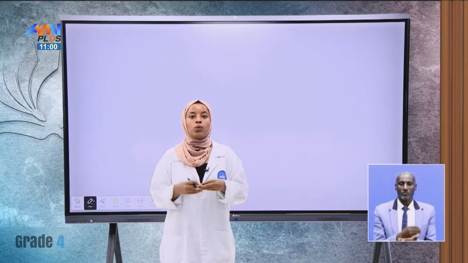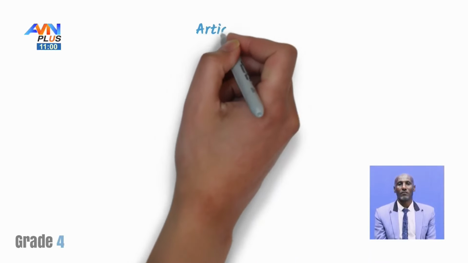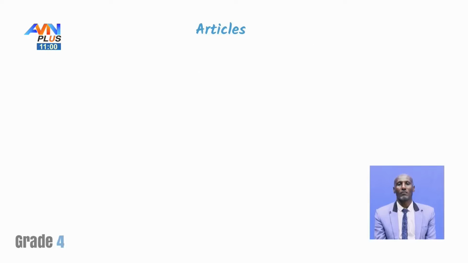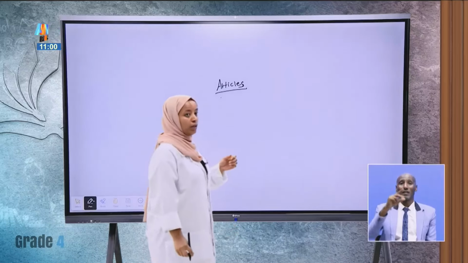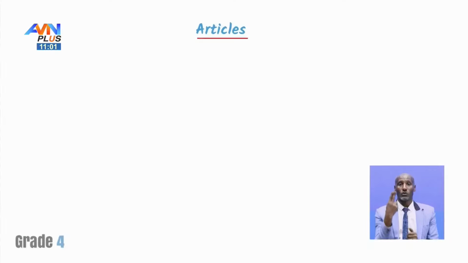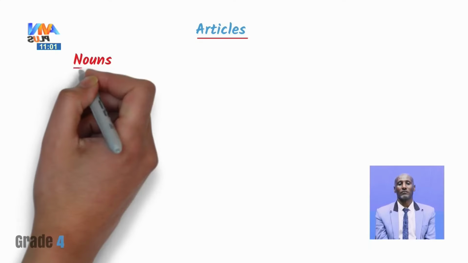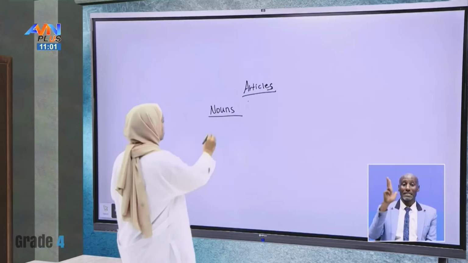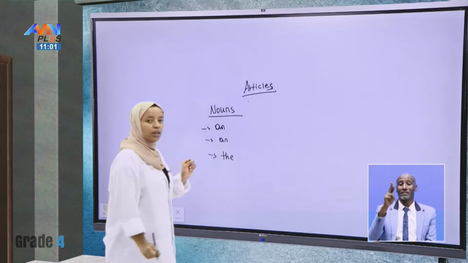Students, last time we learned about articles. Articles are small words that we can use before nouns. We have three articles: a, an, and the. These are the three articles we can use in different situations.